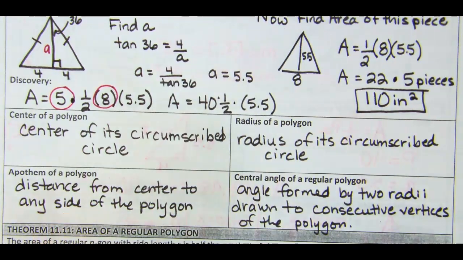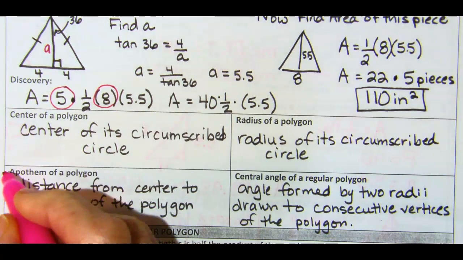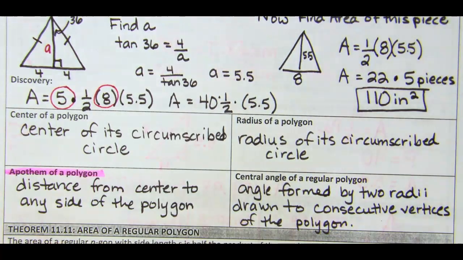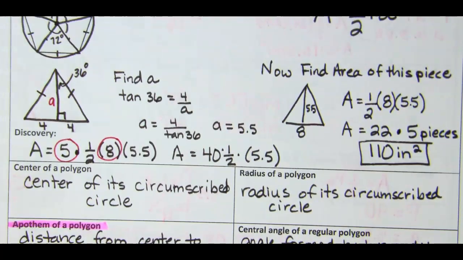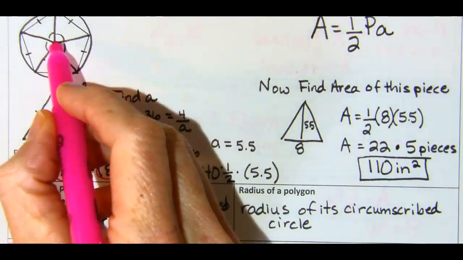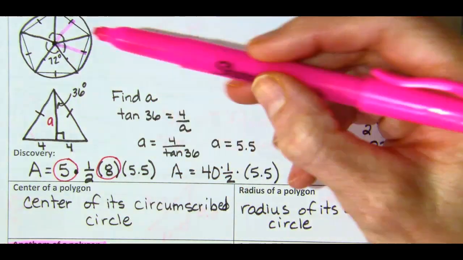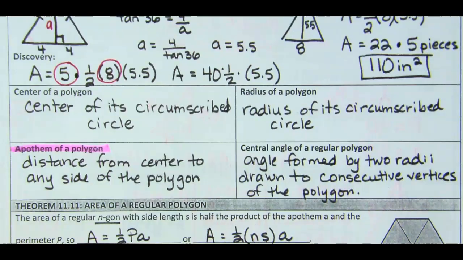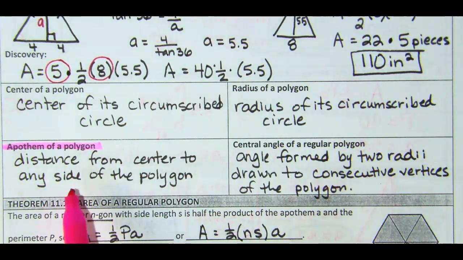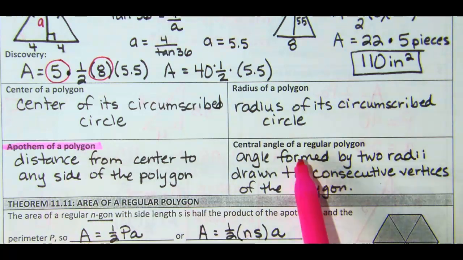Now, the apothem is where we really need to stop and talk about this. Apothem is going to be that lowercase a. That is the distance from the center to any side. So here, this could be the apothem, or this could be the apothem. So for the pentagon, it's going to actually have 5 of those because it's the distance from the center to the side. Remember, the shortest distance to anything is going to be the perpendicular distance. Now, the central angle of the regular polygon is the angle formed by 2 radii drawn to consecutive vertices of the polygon. That's the sectors that I talked about.